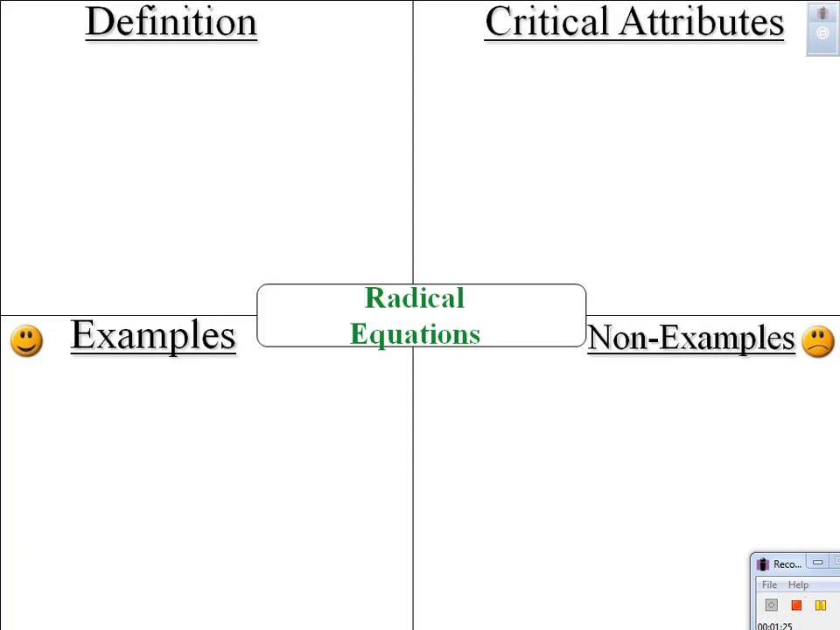Radical equations. What are radical equations? Radical equations are equations whose rule contains a variable under the radical symbol. Obviously it's an equation, but what's particular about that? Whose rule contains a variable under the radical symbol. Okay, that makes sense.